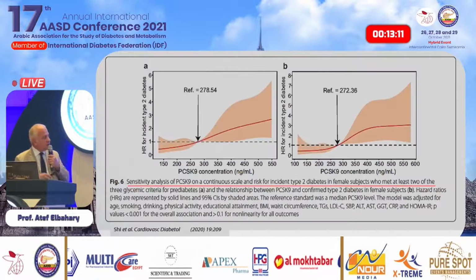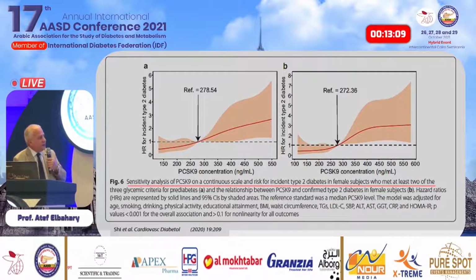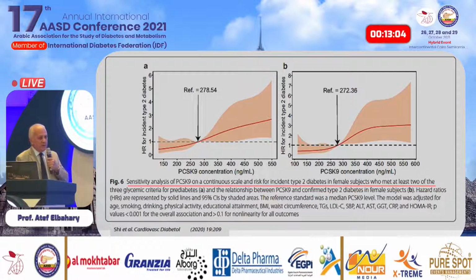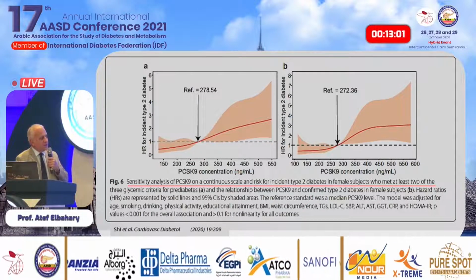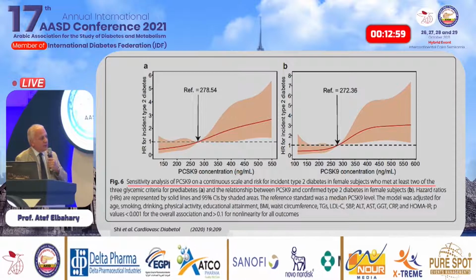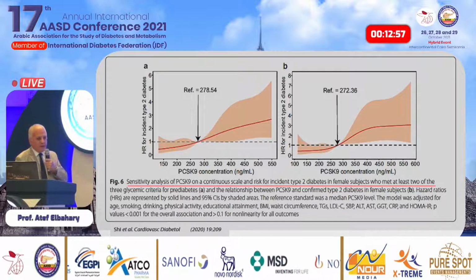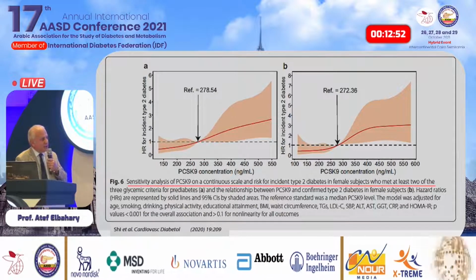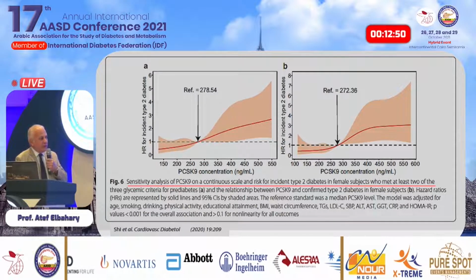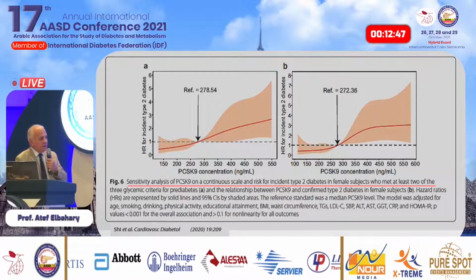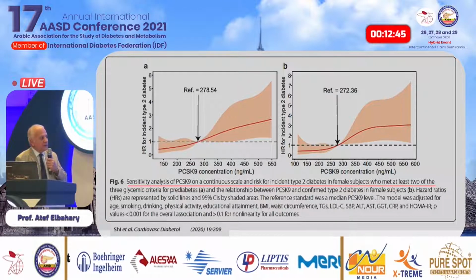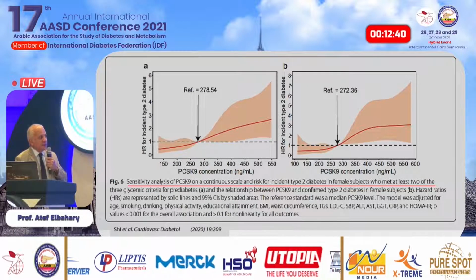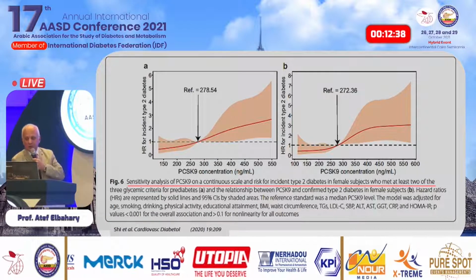And here also we can see the sensitivity analysis of the Pcsk9 on a continuous scale and risk of incident of type 2 diabetes in female subjects who met at least 2 of the 3 glycemic criteria of prediabetes. With adjustment of the lipid profile, liver enzymes, and the HOMA-IR, we find that increasing the Pcsk9 concentration is linked to the hazard ratio of the incident of type 2 diabetes.